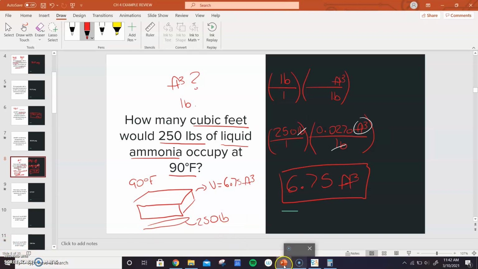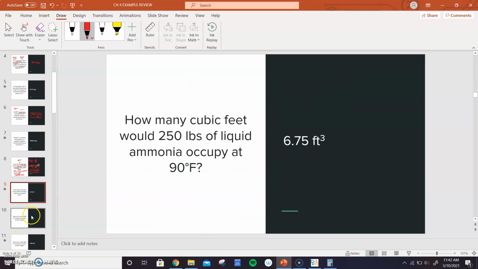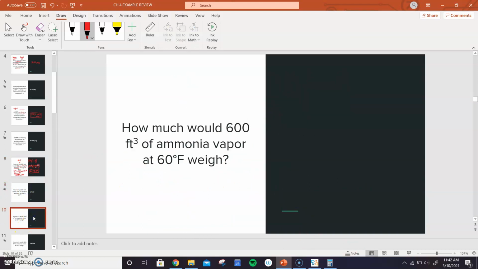Alright, so, continuing with the thing that we were doing. 6.75 cubic feet, that's what we got. Bam, that's the answer. Next problem. Okay, so this one says, how much would 600 cubic feet of ammonia vapor at 60 degrees Fahrenheit weigh?